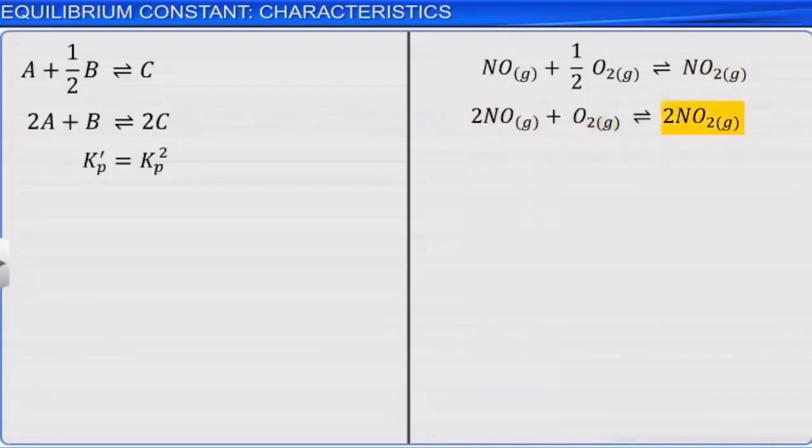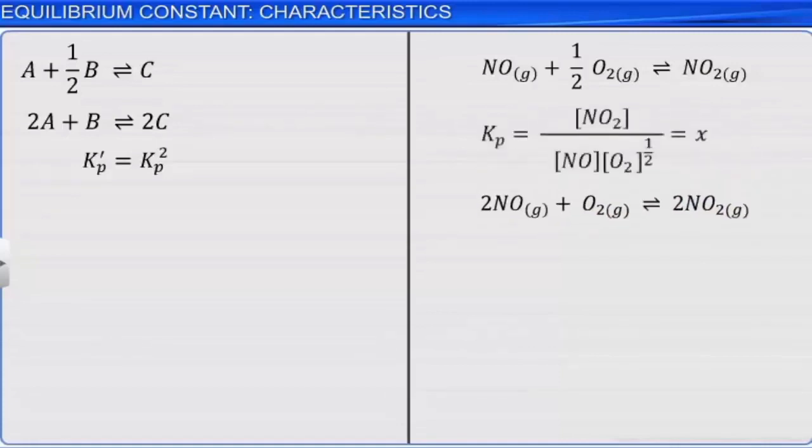The equilibrium constant for the reaction of 1 mole of gaseous nitric oxide and half a mole of gaseous oxygen combining reversibly to form 1 mole of gaseous nitrogen dioxide may be written as Kp is equal to the concentration of nitrogen dioxide divided by the product of the concentrations of nitric oxide and oxygen raised to the power of half, is equal to, say, x.